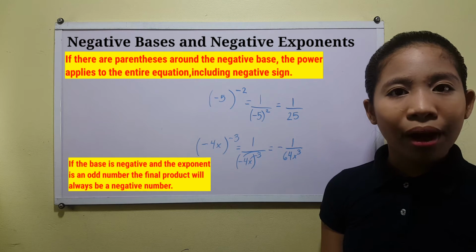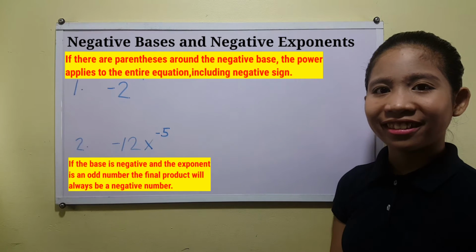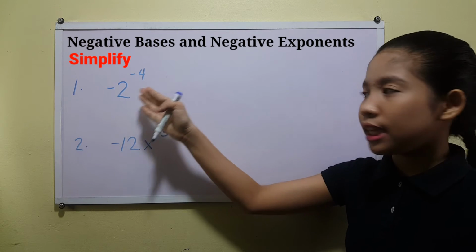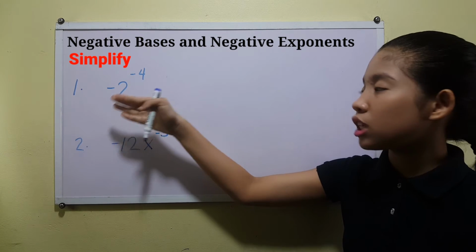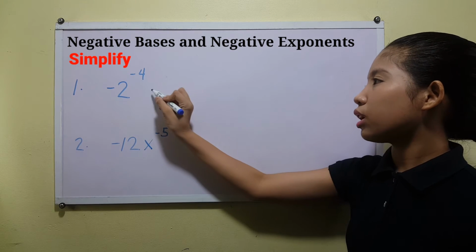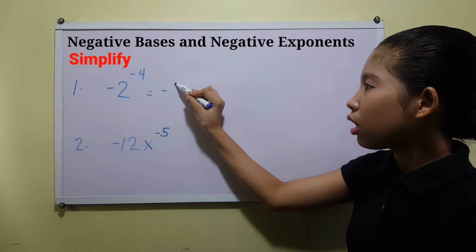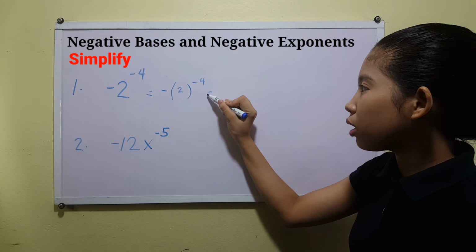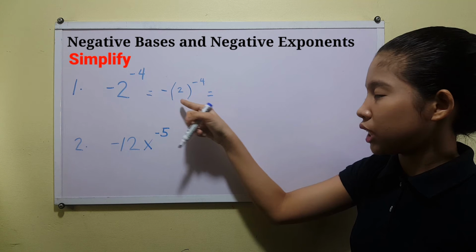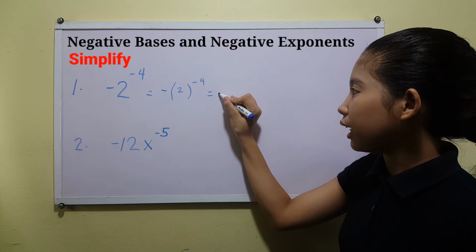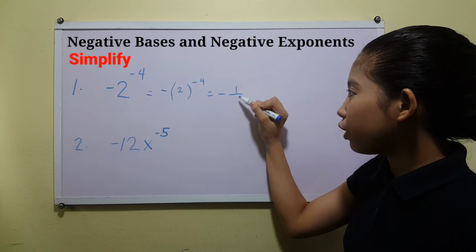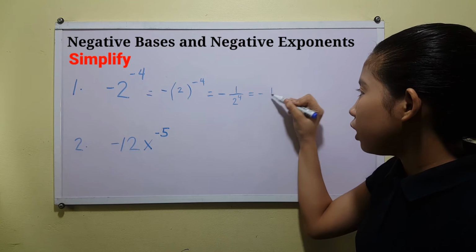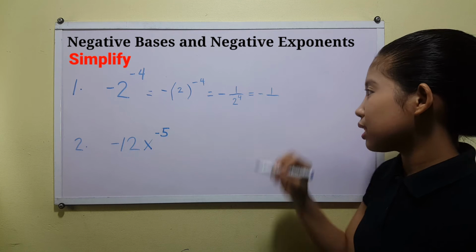Let us expand and learn more about this through our examples. For our first example, we have negative 2 to the power of negative 4. As you can see, negative 2 is not enclosed in a parenthesis. So only 2 is to the power of negative 4. So we can rewrite it this way. Negative quantity 2 to the power of negative 4. Next, we are going to find the reciprocal of 2 because its exponent is a negative. So write the negative sign. We have 1 over 2 to the power of 4. Or negative 1 over 2 to the power of 4 is 16.